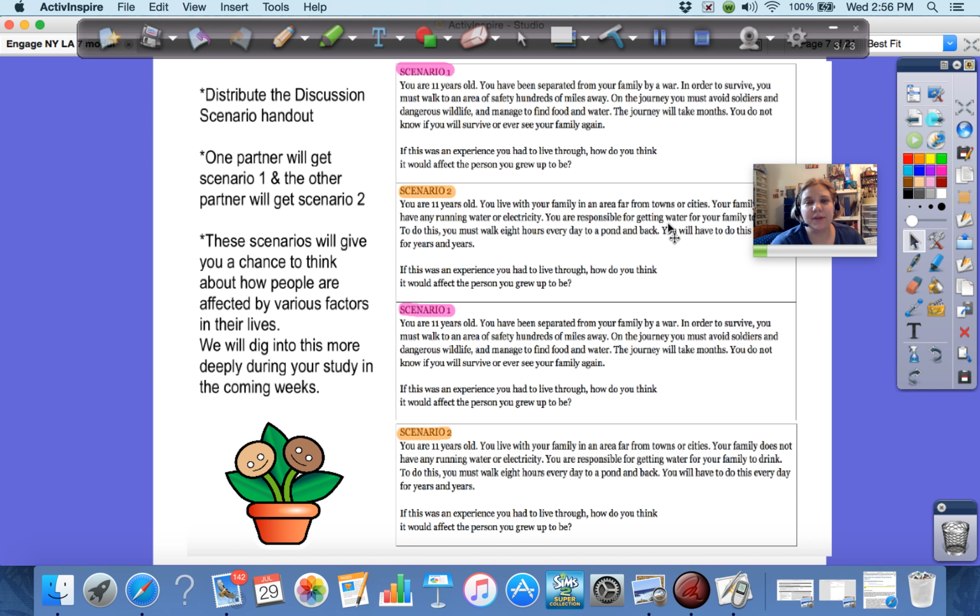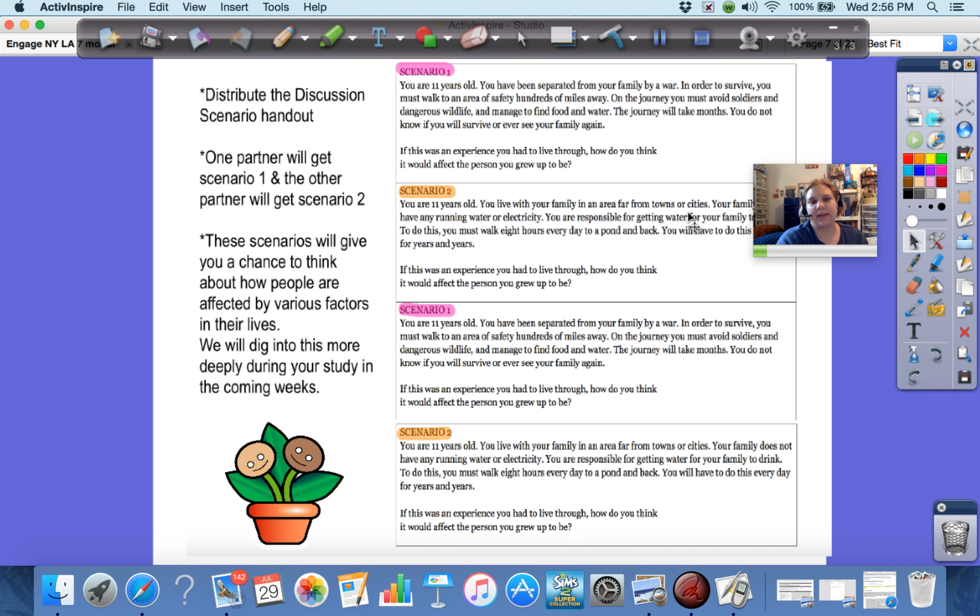One, you are 11 years old. You have been separated from your family by war. In order to survive, you must walk to an area of safety hundreds of miles away. On the journey, you must avoid soldiers and dangerous wildlife and manage to find food or water. This journey will take months. You do not know if you will survive or ever see your family again. So if this was an experience you had to live through, how do you think it would affect the person you grew up to be? Okay, because that's not an experience that many of us would have living here in America. Okay, so that's scenario one.